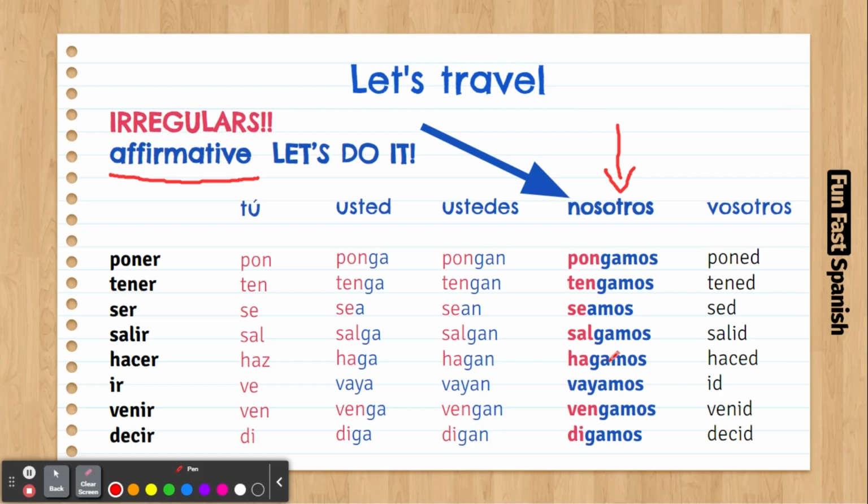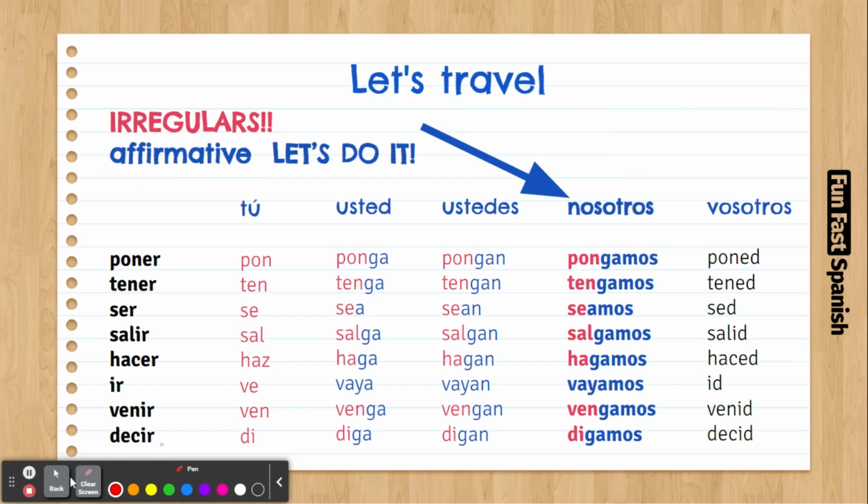Let's do the homework. Hagamos la tarea. Let's go to the concert. Vayamos al concierto. Sometimes people say vamos al concierto, and it's also correct. Vamos al concierto. But the real imperative is vayamos al concierto. Let's come to my place. Vengamos a mi casa. Let's tell the truth. Digamos la verdad. So that's how you use the let's do something for the irregulars.